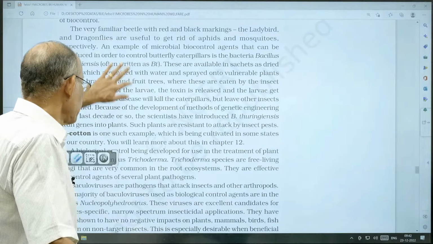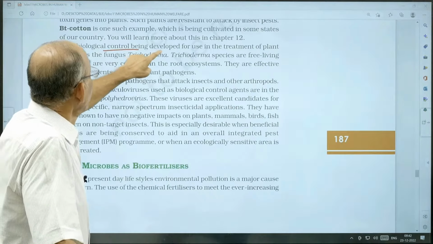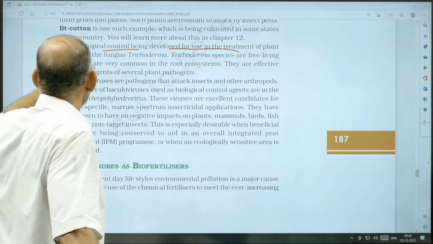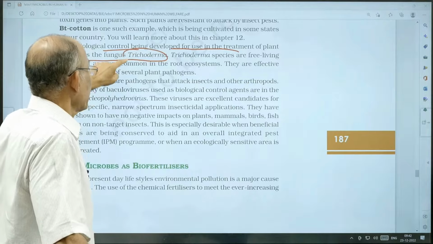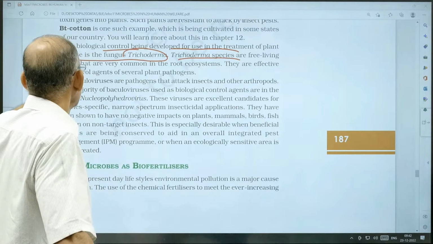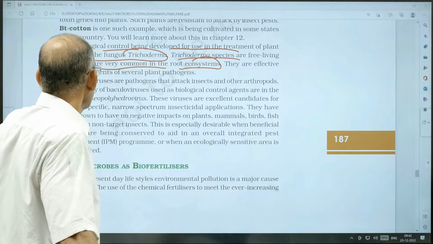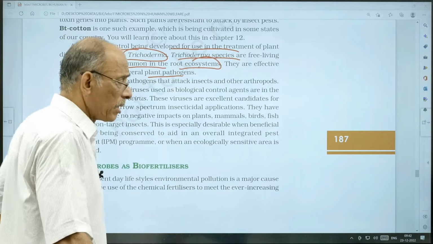Another example of biocontrol agents is Trichoderma. Trichoderma, used in the treatment of plant diseases, is a fungus. Trichoderma species are free-living fungi that are very common in root ecosystems. They are effective biocontrol agents for several plant pathogens.